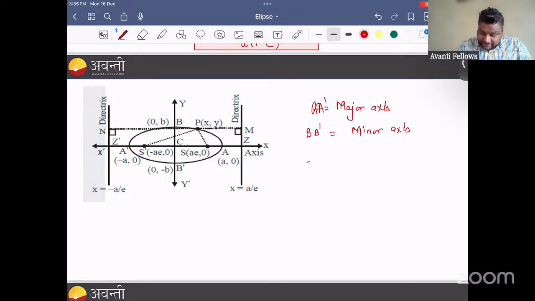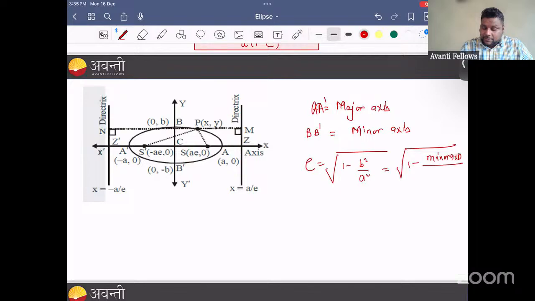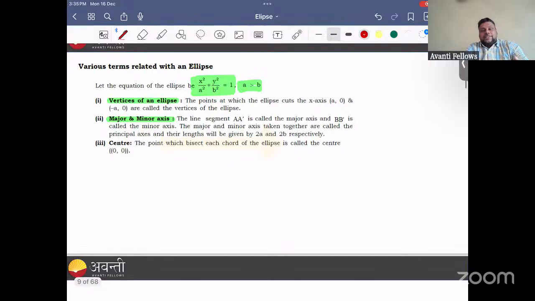The formula of eccentricity that I just told you, that is square root of 1 minus b square by a square, is not always like this. It is basically the square root of 1 minus minor axis upon major axis, whole square. So don't ever get confused that it has to be b in the numerator and a in the denominator. It should basically be 1 minus minor upon major, squared. Got it? So the length of the major axis will be 2a and the length of the minor axis will be 2b respectively.